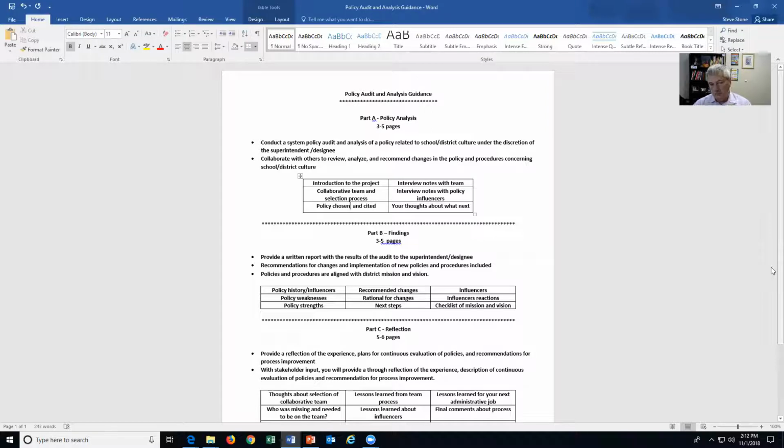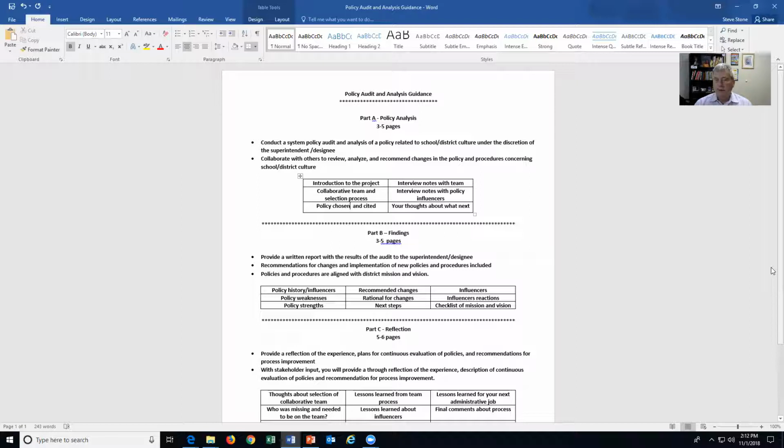The first two bullets, let's look at part A, policy analysis, 3 to 5 pages. You have two bullets, and those are straight instructions from the rubric to get an excellent grade, or 4, as well as from the guidance in the handbook.